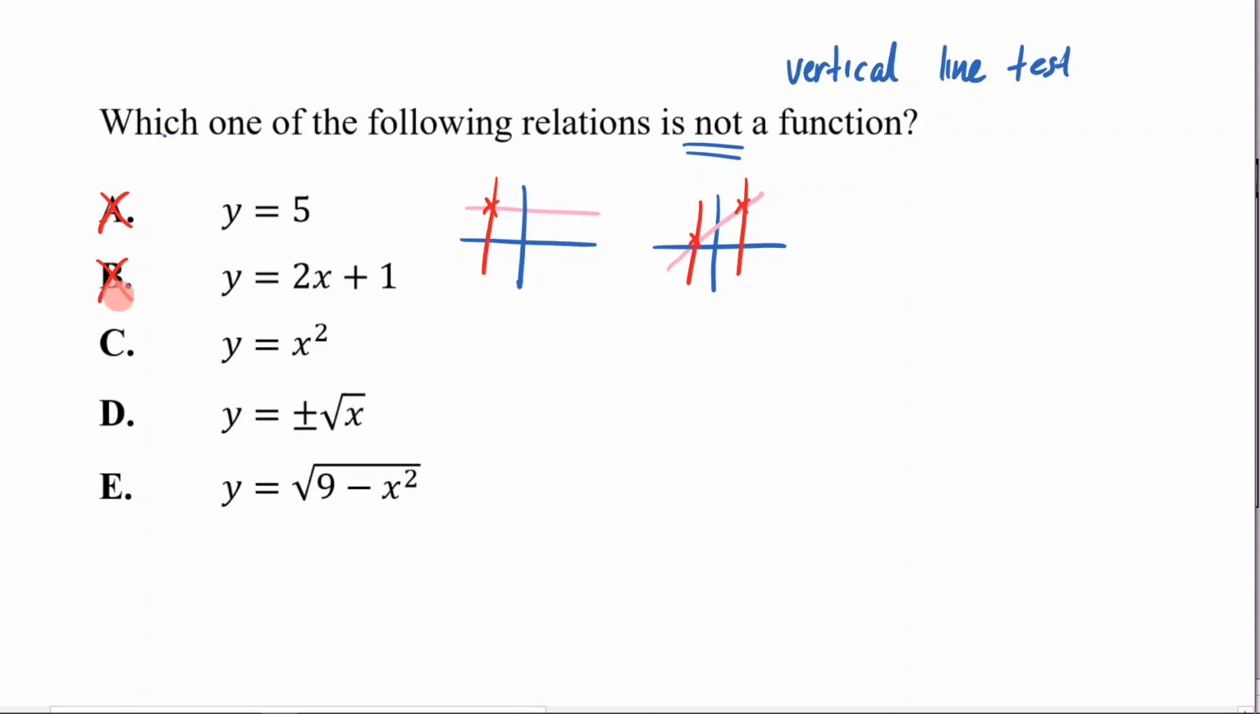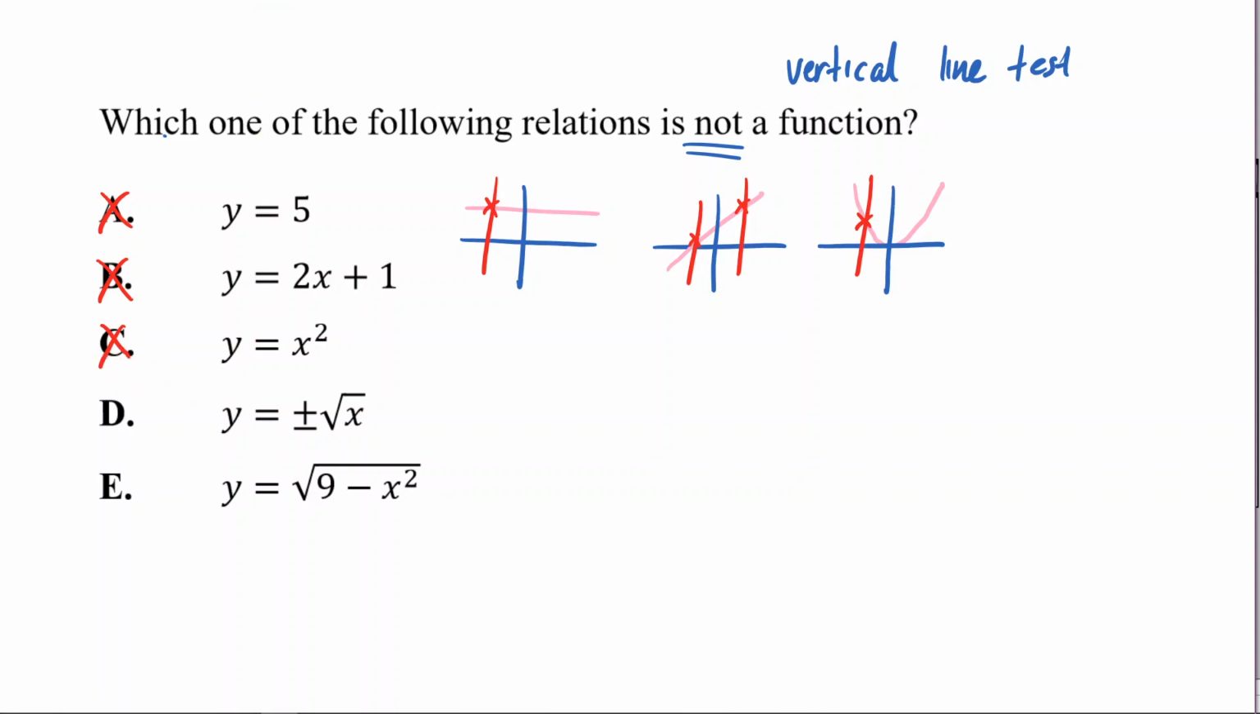Next we have C. And we know that's just going to be a parabola, so we definitely know it's going to pass the vertical line test. But let's just draw it anyway, just to prove it to ourselves. So let's just draw ourselves a parabola. We're just going to draw it like this. And as you can see, if I was to draw a vertical line anywhere on this graph, it's only ever going to touch it once. So C is out.